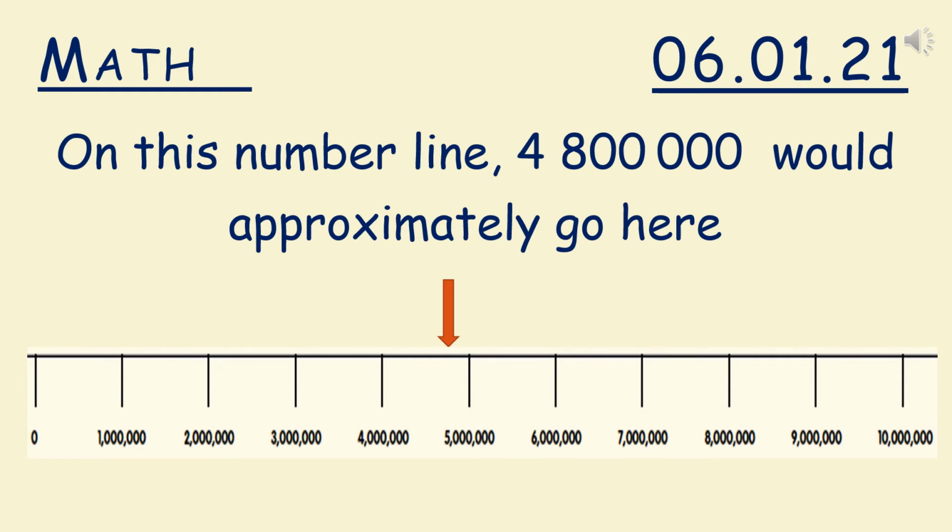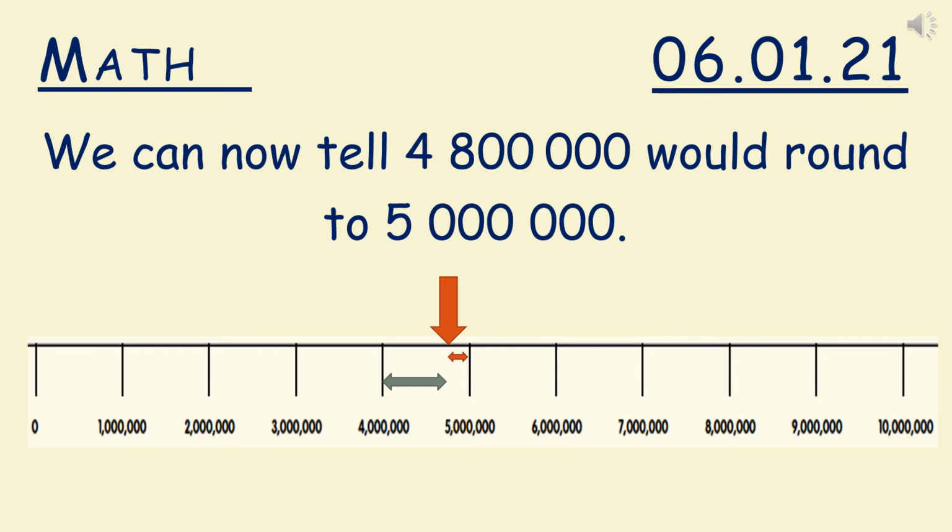So here you can see on this number line, 4,800,000 would approximately go here. Now we can place these numbers on a number line. We can now tell that 4,800,000 would round to the nearest million, being 5 million. That's because on the number line you can see the arrow is closer to 5 million than it is 4 million. That's because we know that 800,000 is closer to the next million than it is the previous million.